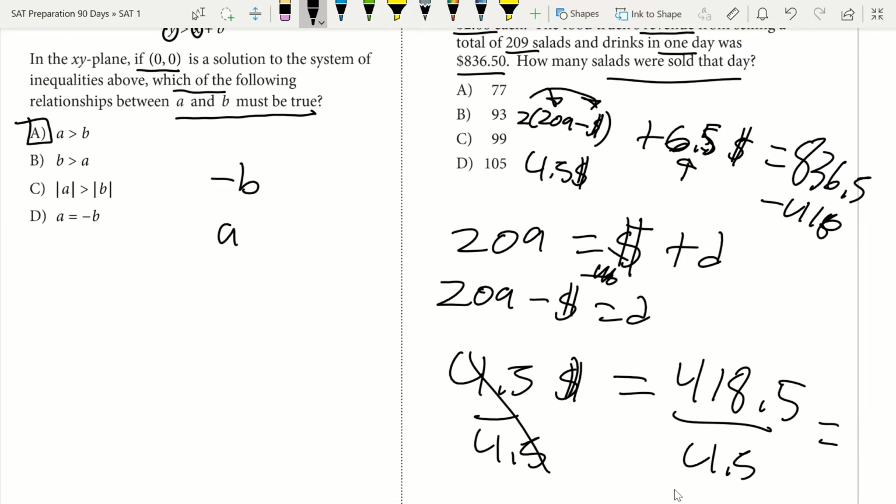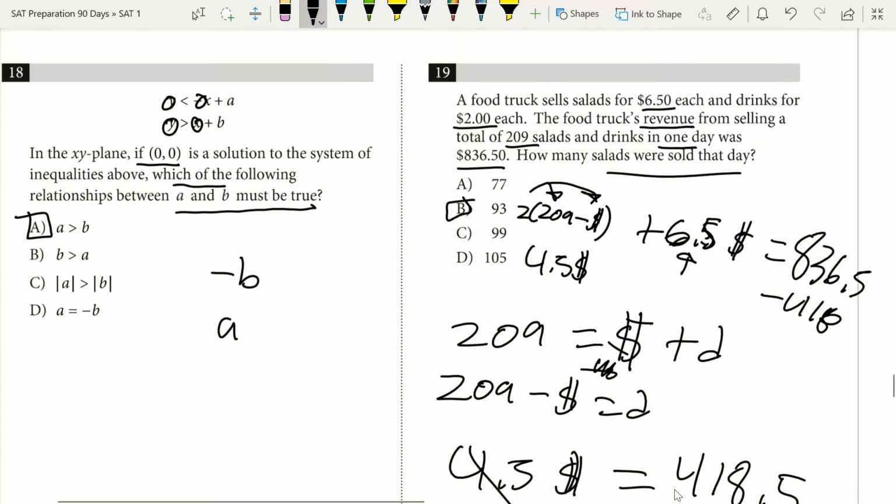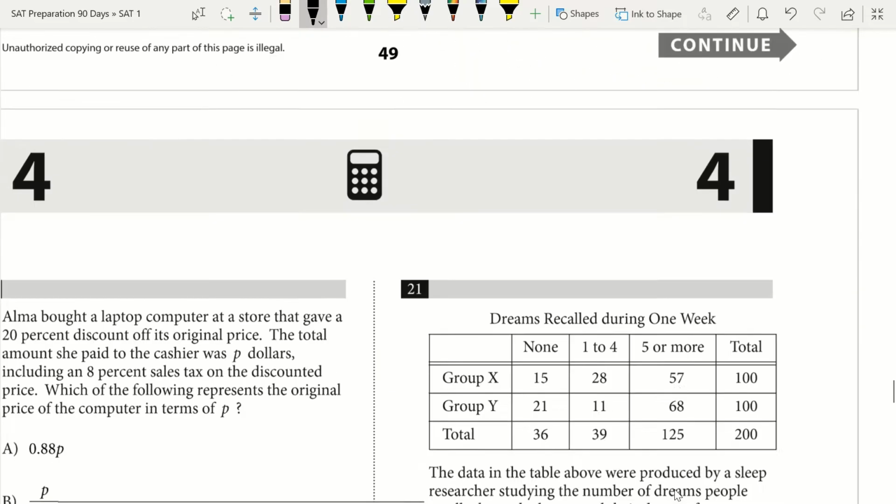Plug that in my calculator: 418.5 divided by 4.5, and that's going to leave me with 93. So my answer there is 93 for my number of sales. That's answer choice B. So number 19, the answer is B. Now we can move on to 20.